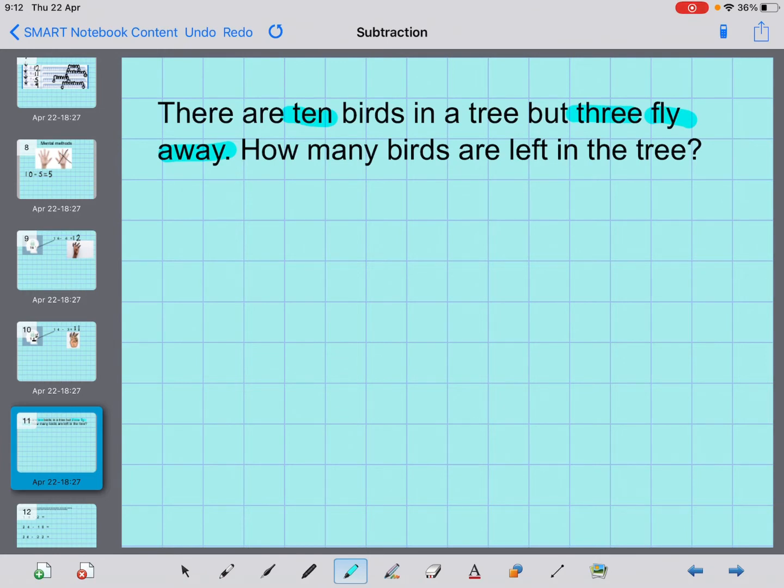How many birds are left in the tree? So I know that there are going to be less birds in the tree. So 10 take away 3 equals, and I can use any one of my previous strategies that we've gone through to help me work this out at whatever stage I'm at in my subtracting. So I'm going to get my 10 in my head and I'm going to get my 3 fingers up. 10 take away 3. 10, 9, 8, 7.